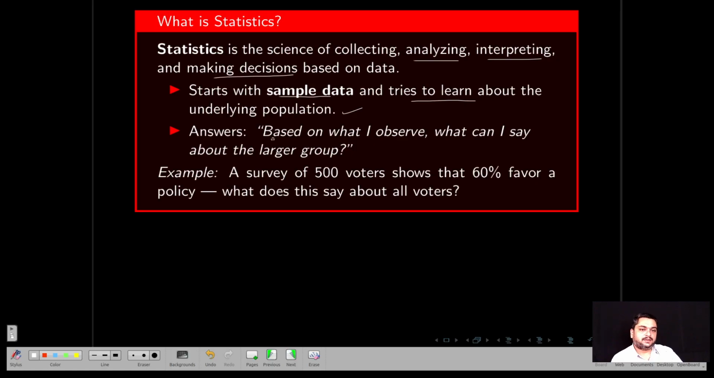So based on what I observe, what can I say about the larger group? Okay, let us take this example. A survey of 500 voters shows that 60% favor a particular party. What does this say about all voters? See, there are crores of voters voting. For example, say there is an election in India. So there are crores of voters voting.